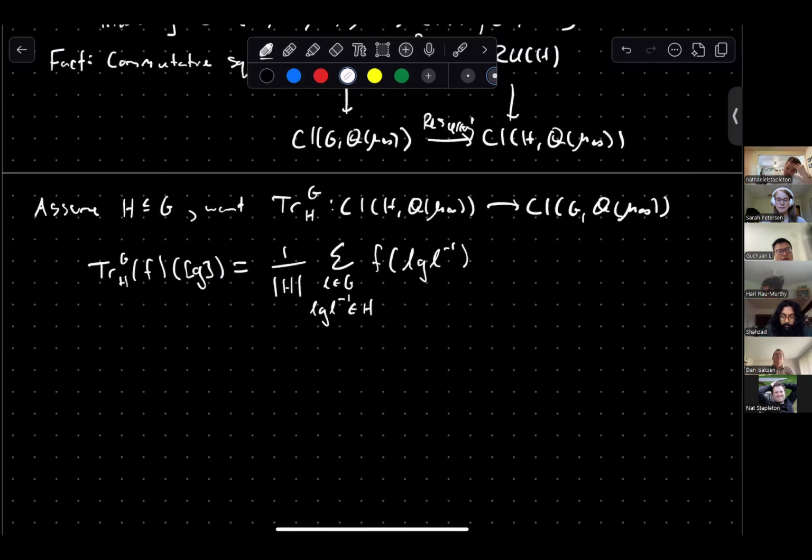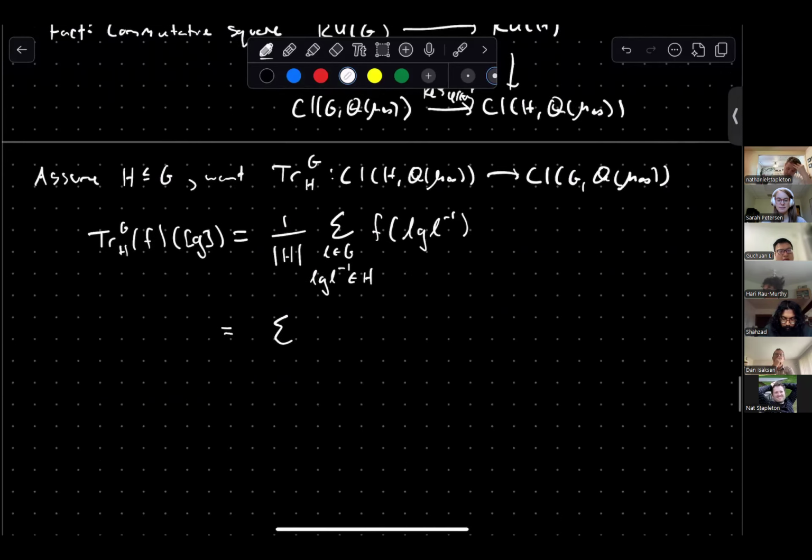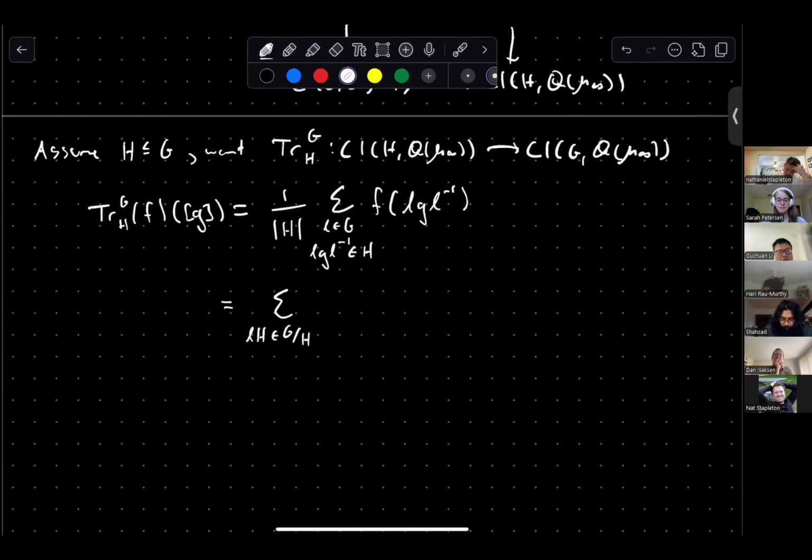And said another way, there are lots of ways of giving formulas for this, but they're all equivalent. This is the sum over the cosets of H in G with the property that LgL inverse is in H, of f on LgL inverse. And both of these are actually quite useful.